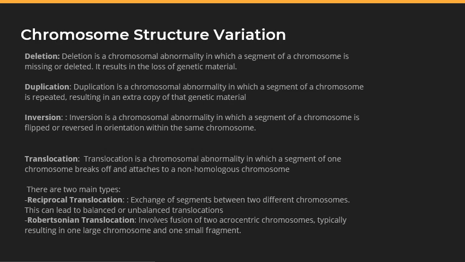So, deletion. Deletion is a chromosomal abnormality in which a segment of a chromosome is missing or deleted. It results in the loss of genetic material. Deletions can occur due to errors during DNA replication, exposure to radiation or chemicals, or as a result of spontaneous genetic mutations. So, what are the consequences of these deletions? Deletions can lead to genetic disorders if they remove essential genes or regulatory elements. The severity of the effects depends on the size and location of the deleted segments.